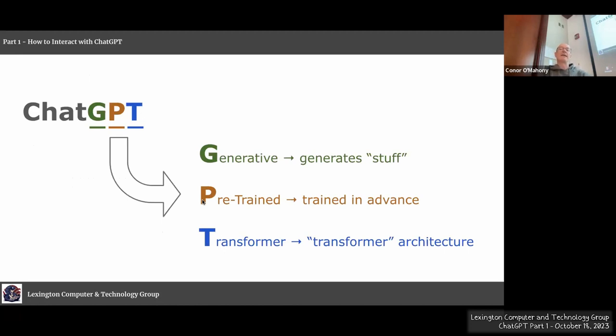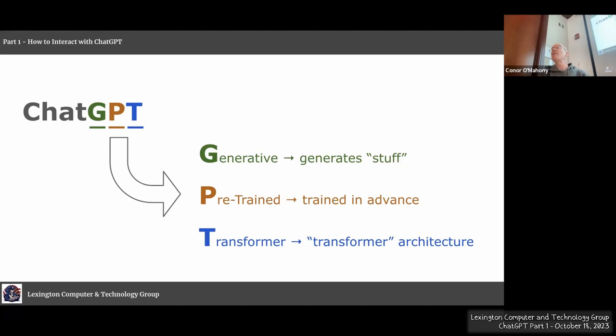Okay, so these letters GPT actually do have a meaning. GPT is an acronym. Generative is the G. It generates stuff, whether it's generating text or images or moves in a game or whatever the case may be. P is for pre-trained. It's been trained in advance.